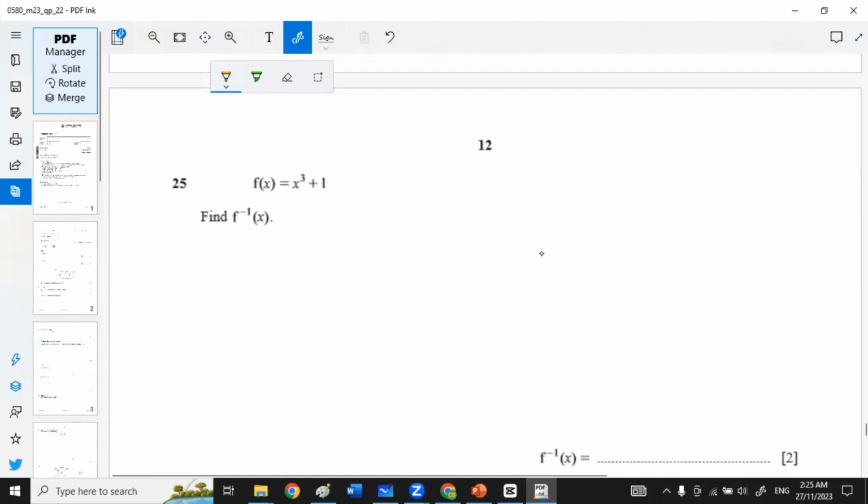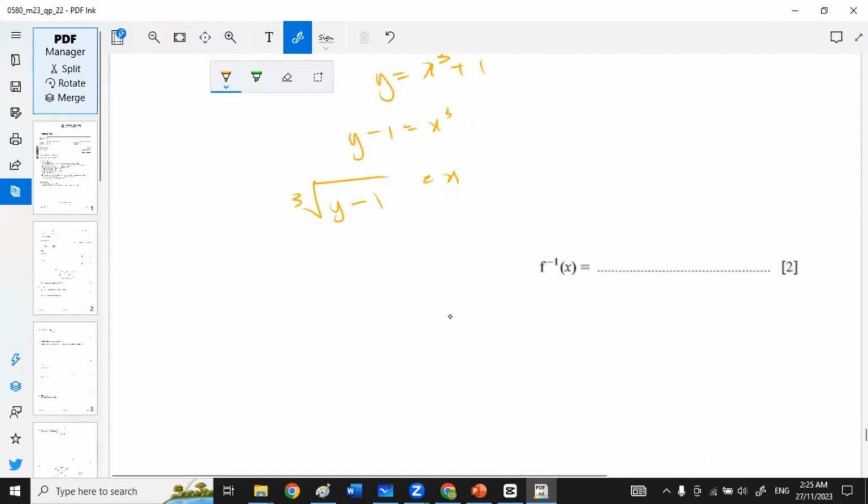Okay, last question. This is the inverse. Okay, to find the inverse, we set f of x equal to y. So your y equals x cubed plus 1. You need to solve for x. So y minus 1 equals x cubed. So x equals the cube root of y minus 1. Okay, for the inverse, you exchange the x and the y. So you should get the cube root of x minus 1.